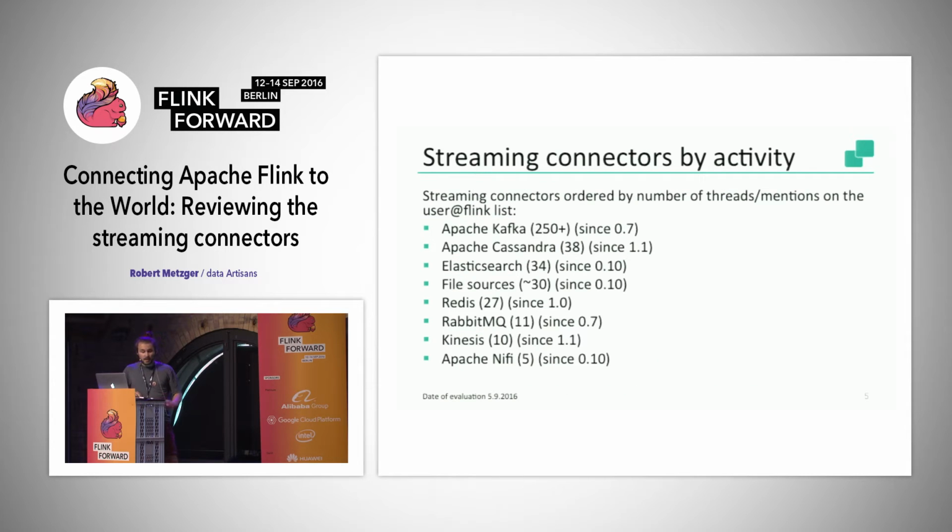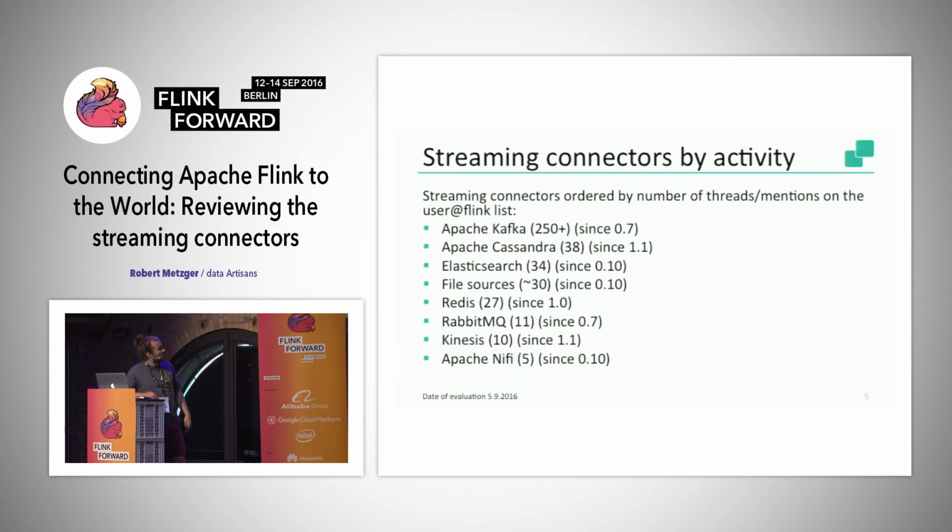So let's look at the streaming connectors by activity. In the parentheses, you see when we added support for this specific connector. And what is obvious, what I also mentioned in the beginning, is that the Kafka connector is by far the most important connector of Flink. So most of the questions are being asked about Kafka, but we also provide support for Kafka since 0.7.